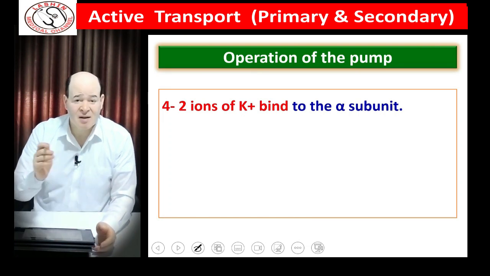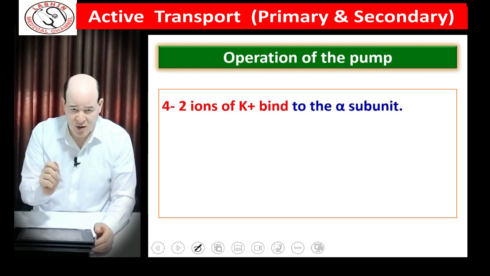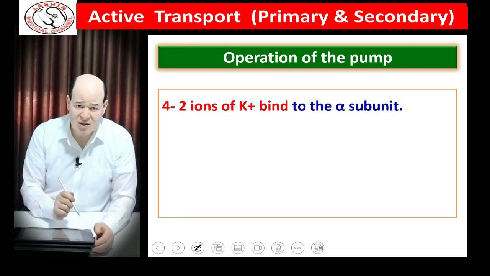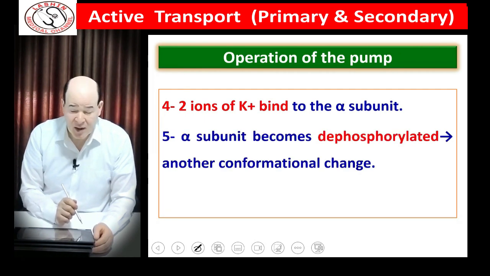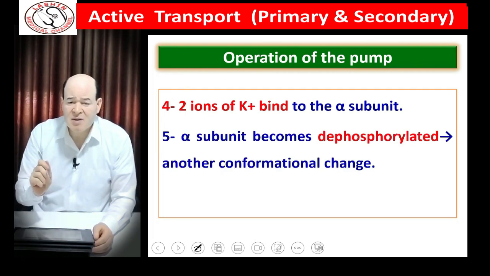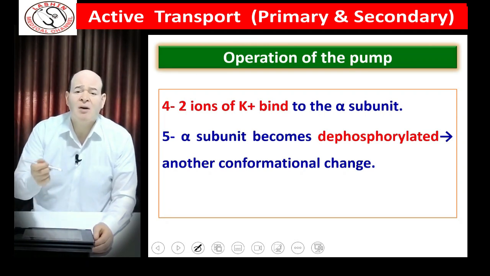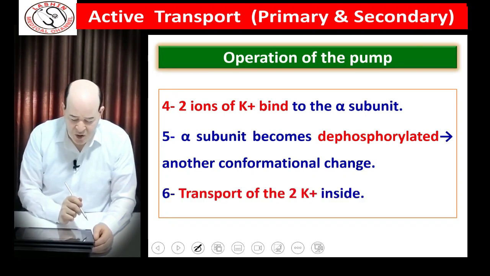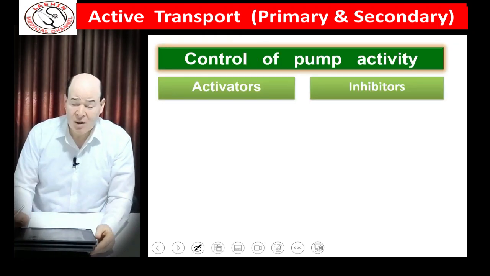We have another 3 steps that belong to potassium ion. The 4th step, or the first of the 3 steps regarding potassium, is that potassium binds to its sites on the outer aspect of the cell. Then the alpha subunit becomes dephosphorylated. This dephosphorylation induces another conformational change, a change in the shape, which causes release of potassium to the inside of the cell. What about the control of the pump?